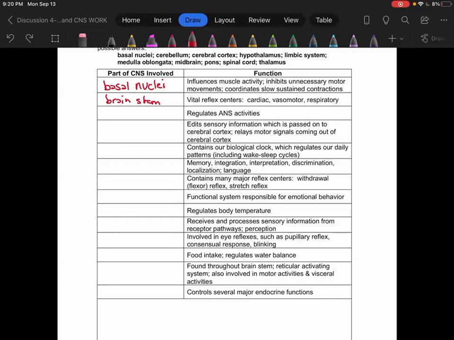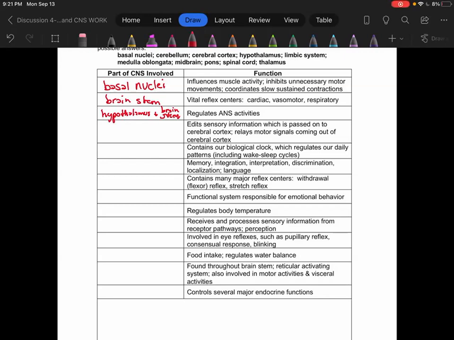But also the hypothalamus. Hypothalamus and brainstem. I don't know why my handwriting is so bad on my iPad compared to paper. I'm sorry if this is hard to read.